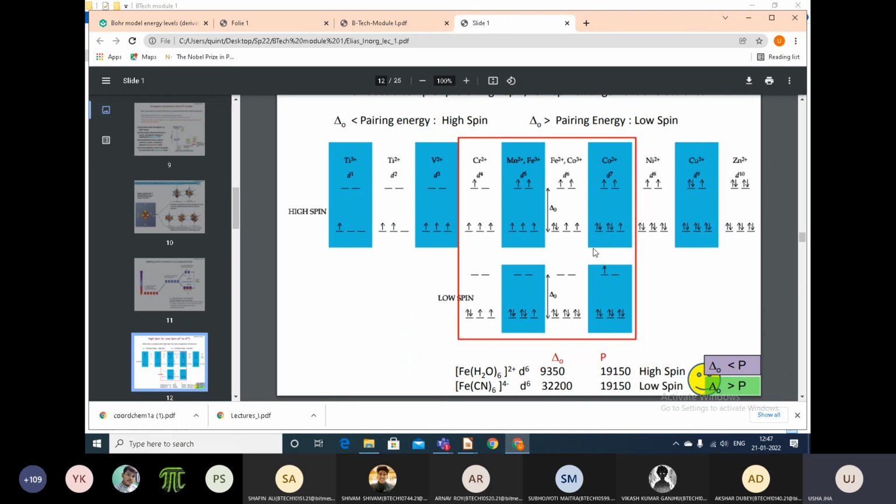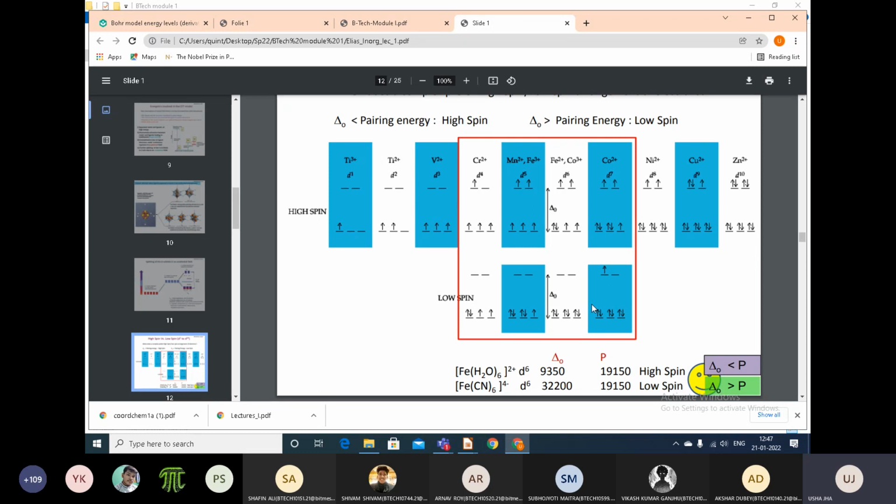So this would be when the crystal field stabilization energy is not more. But if the crystal field stabilization energy is very high, then what will happen? Then the first electron goes here, second electron goes here, third electron goes here. Then the fourth electron has to pair up, fifth electron has to pair up, sixth electron has to pair up, and the seventh electron, of course, has no option but to spend that energy and move up.